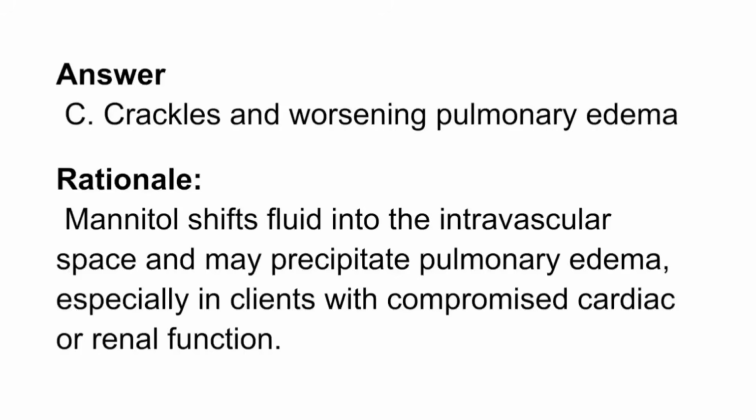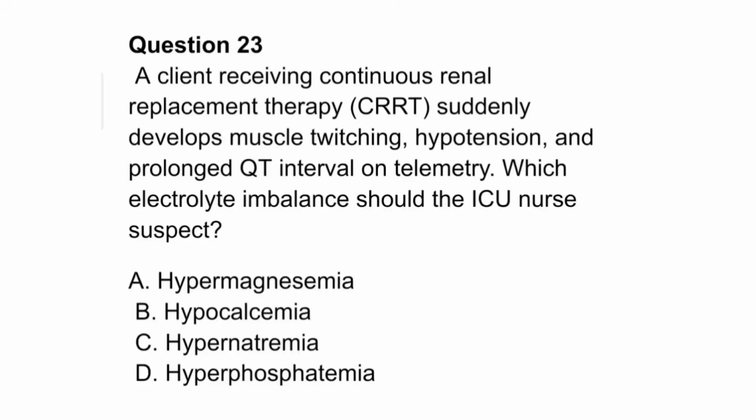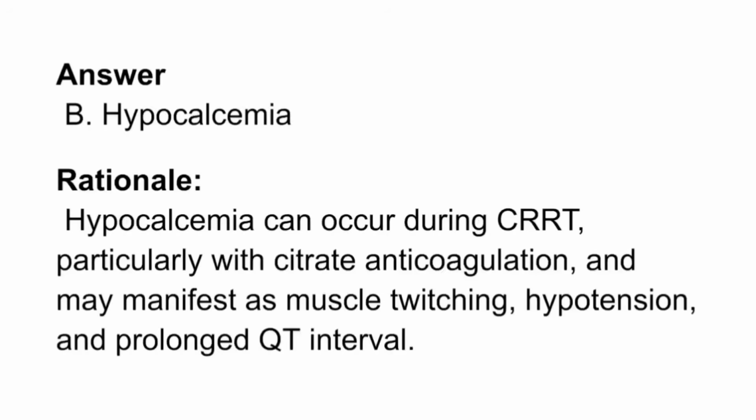Rationale: mannitol shifts fluid into the intravascular space and may precipitate pulmonary edema, especially in clients with compromised cardiac or renal function. Question 23. A client receiving continuous renal replacement therapy, CRRT, suddenly develops muscle twitching, hypotension, and prolonged QT interval on telemetry. Which electrolyte imbalance should the ICU nurse suspect? A. Hypermagnesemia. B. Hypocalcemia. C. Hypernatremia. D. Hyperphosphatemia. Answer: B. Hypocalcemia.